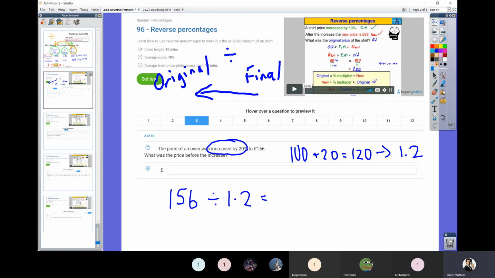Okay, so 156 divided by 1.2 gives me £130. And just have a care, does that make sense? If the price of an oven was increased to become 156, clearly the original price will have been a smaller number because you've increased to get to 156. So just before you enter your final answer, check, does it make sense if my answer is bigger or smaller? Right, so that's an example of question 3.